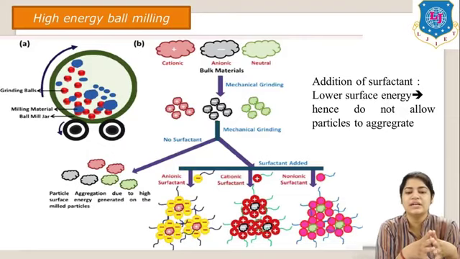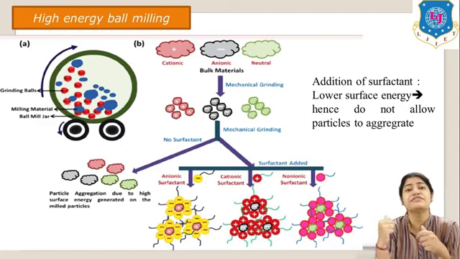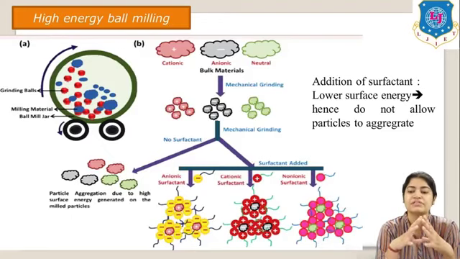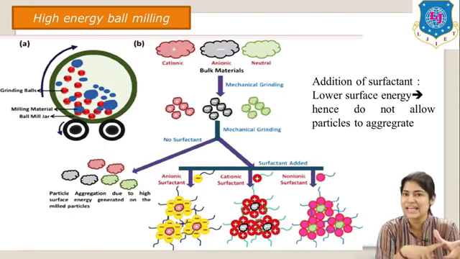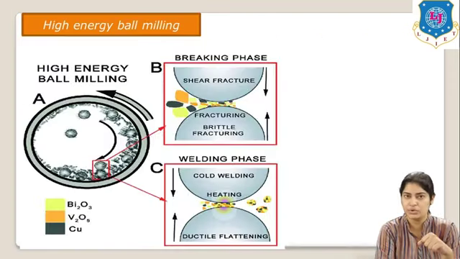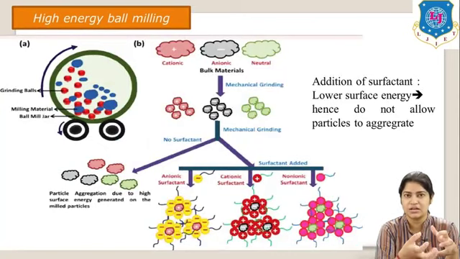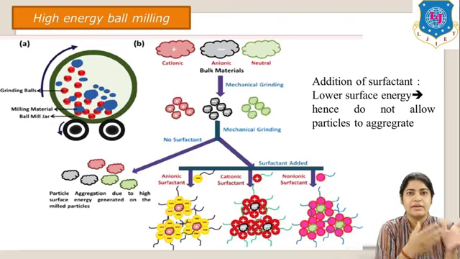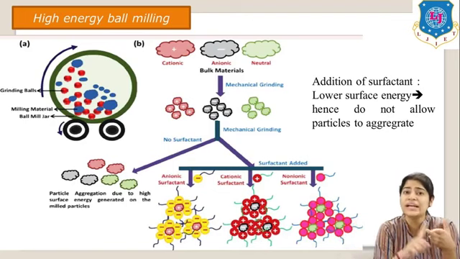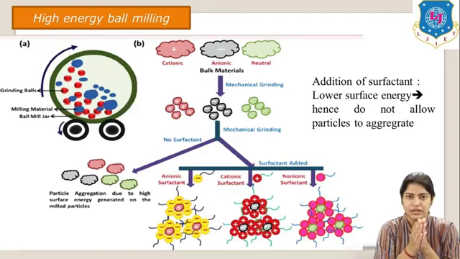In figure B, your material can be cationic, anionic, or neutral. As mechanical grinding occurs, if surfactants are not added, note down that the topic here is the addition of surfactant, particle aggregation occurs due to the high surface energy generated on the milled particles. Here I am talking about the case where surfactant is not added into your grinding. So aggregation of particles occurs, and that is not our requirement. We require that the bulk material is broken down into nanoparticle size. But if you are not adding the surfactant, these particles aggregate into one another.